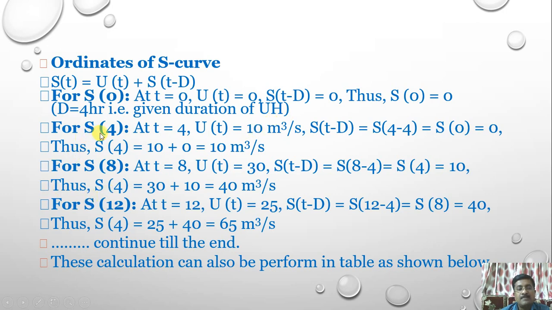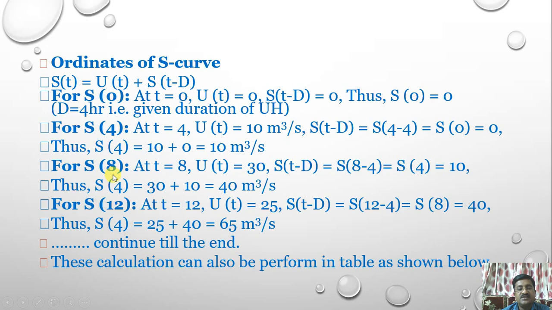Then S4 at t = 4, Ut is equal to 10 meter cube per second, and S(t - D), that is S(4 - 4) = S0, is equal to 0. So S4 is equal to 10 plus 0, which is 10 meter cube per second. We have seen that earlier as well.